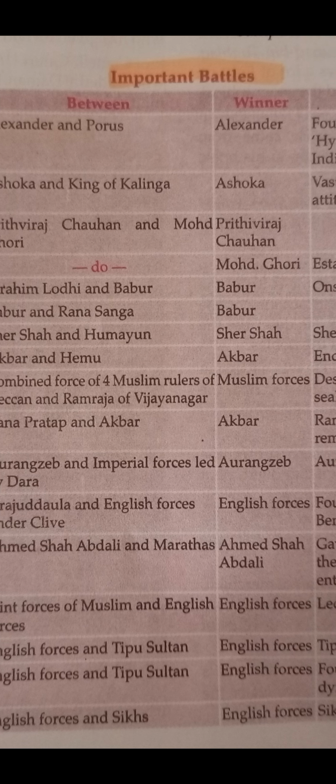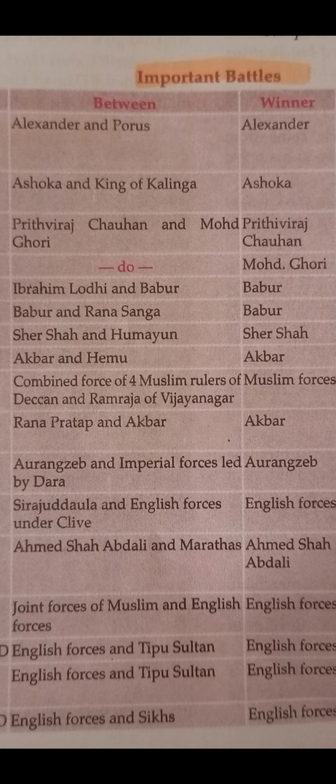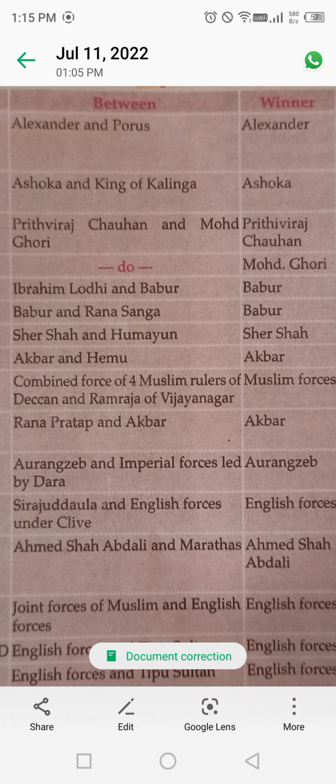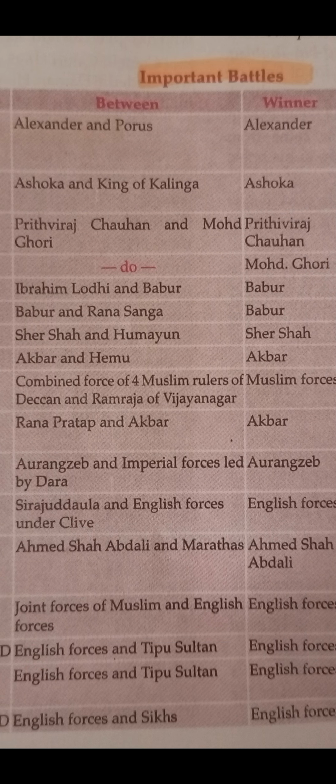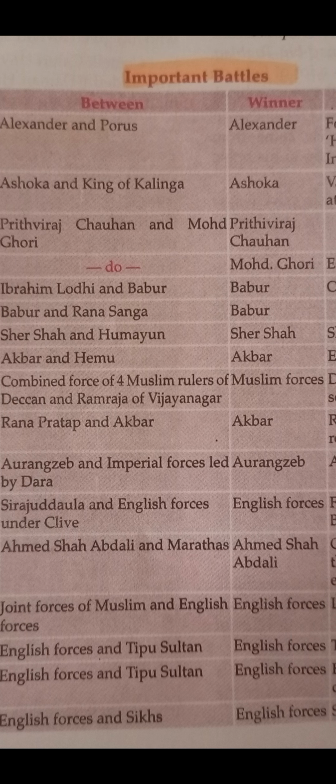Now, when the battle took place between Sher Shah and Humayun, Sher Shah won and Humayun fled from India and came back again later on with more power. But at the time, as you must have already seen in television serials, Humayun died, and then Akbar got the throne.